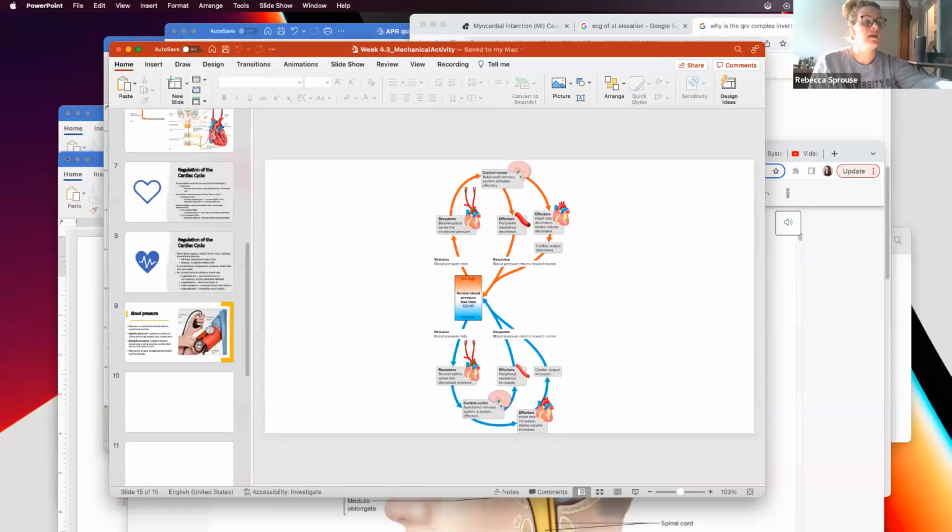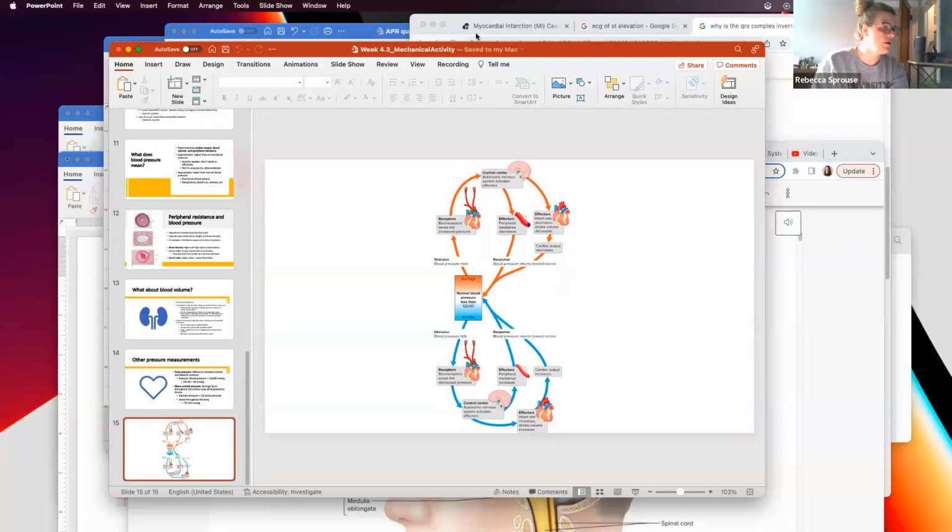So those are some good homeostasis examples. If you have any questions at all, please let me know. But that wraps up lecture for week 4.